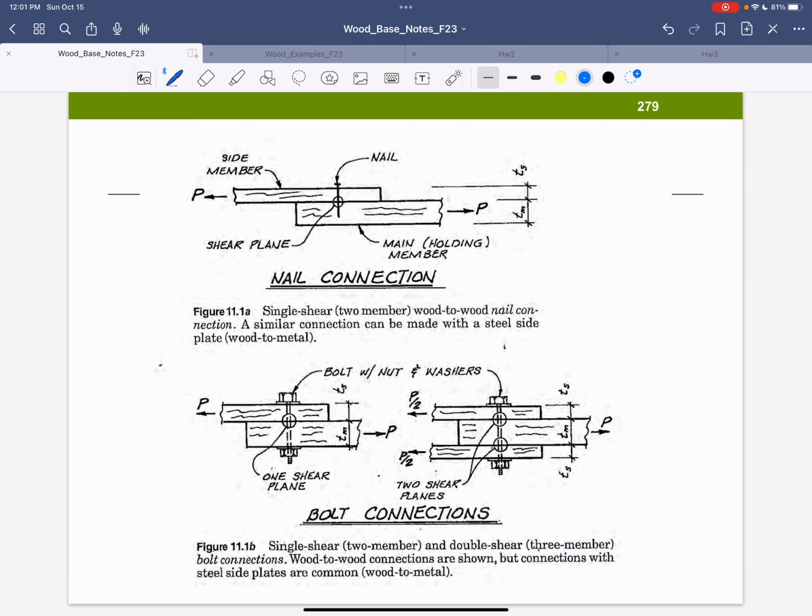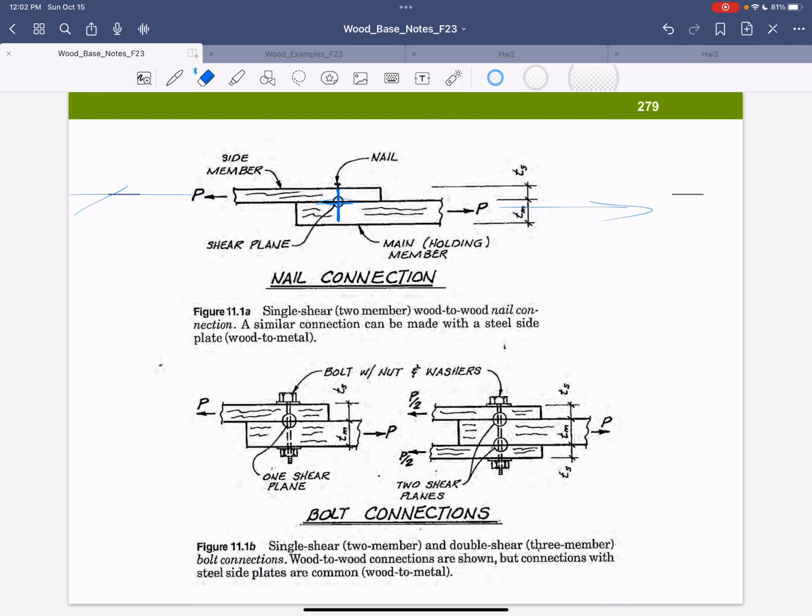Right, so if I'm looking at a nail and I've got these two boards and I'm pulling in these two directions, I know that's going to cause a shear here at that face, right? The nail is providing all the resistance to that shear. So it's considered a dowel, this piece. So this connection has one shear plane, one place where it's trying to basically pull the nail in two directions. So this is the holding member, and this is the smaller side member, is the way they'll define this. Okay, so this is a single shear or two-member wood-to-wood nail connection.